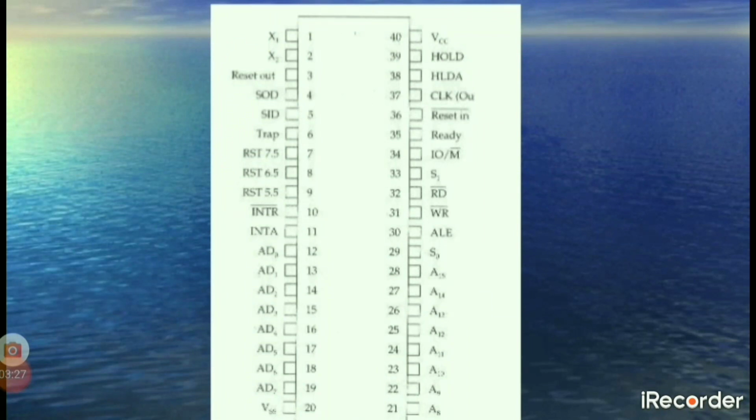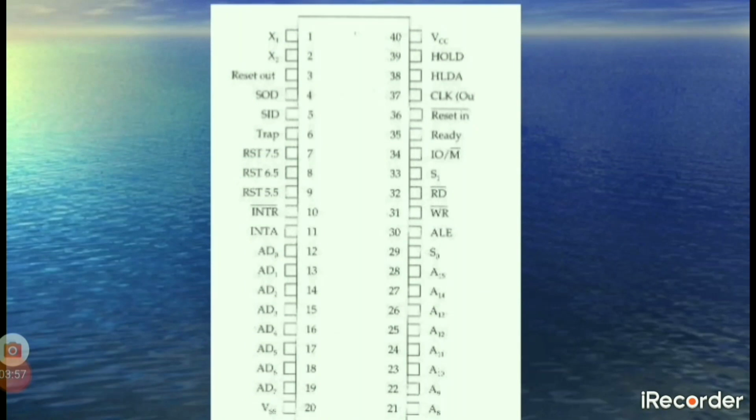Now fourth and fifth pin, SOD and SID. This shows serial output data and serial input data. That means the output and input data are transferred serially. Now we can see the sixth pin, TRAP. It is an input pin that shows non-maskable interrupt. The priority of this pin is highest among all the other pins.